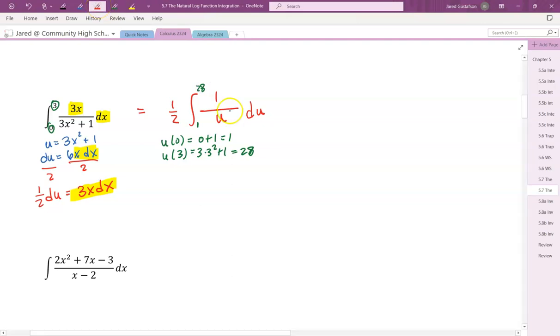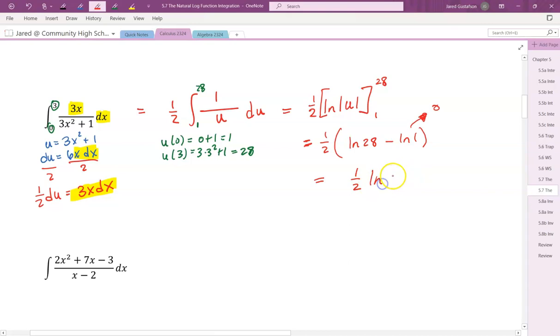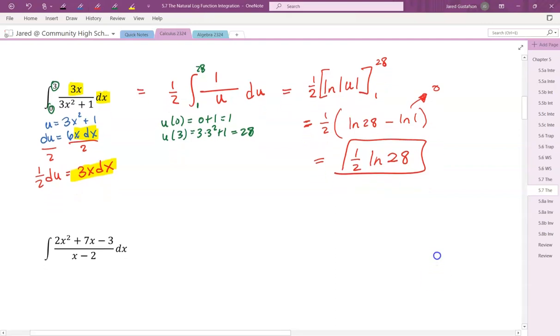Just like above, when we are integrating 1 over u du, we get the natural log of the absolute value of u. I'm not going to write plus c this time because we have a definite integral. We're just going to evaluate at our bounds using the first fundamental theorem of calculus. We have that 1/2 out front, natural log of 28 minus natural log of 1. And natural log of 1 is 0. So we can write our answer as 1/2 natural log of 28. You'll notice I don't have the absolute values written anymore, but you don't need them because 28 is positive.